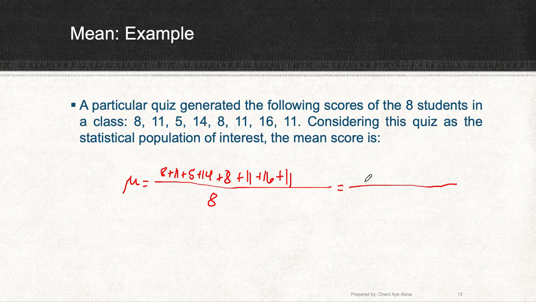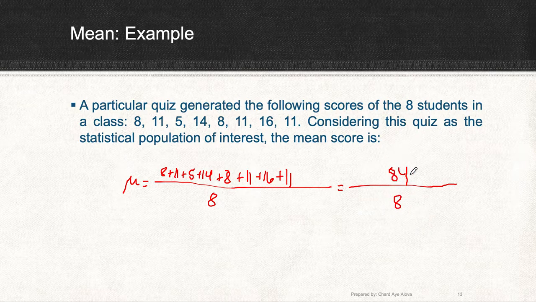Let's try that again. We have 8 plus 11 is 19, plus 5 is 24, plus 14 is going to give us 38, plus 8 is going to give us 46, plus 11. Let's add the two 11s: 22 plus 48 is going to give us 70, and 70 plus 16 is going to give us 86, or 84 rather. You can check that again if you want. Maybe this is correct, maybe I'm wrong.